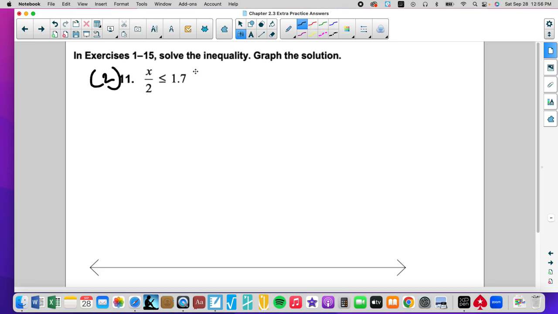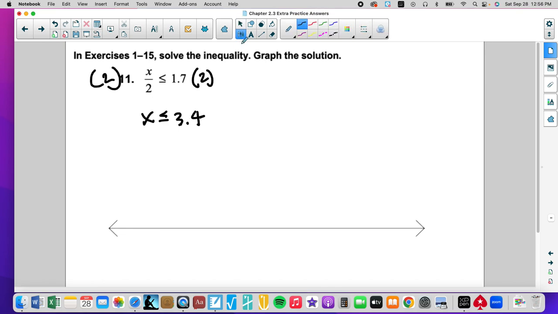I'm going to multiply both sides by 2. I don't need a calculator. I should be able to double 1.7 and get 3.4. I don't have to flip the inequality because I'm just multiplying both sides by a +2. 3.4, closed circle, and going less than.